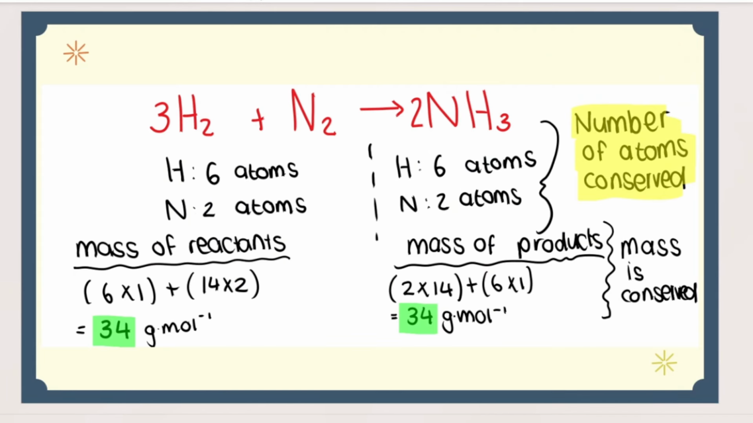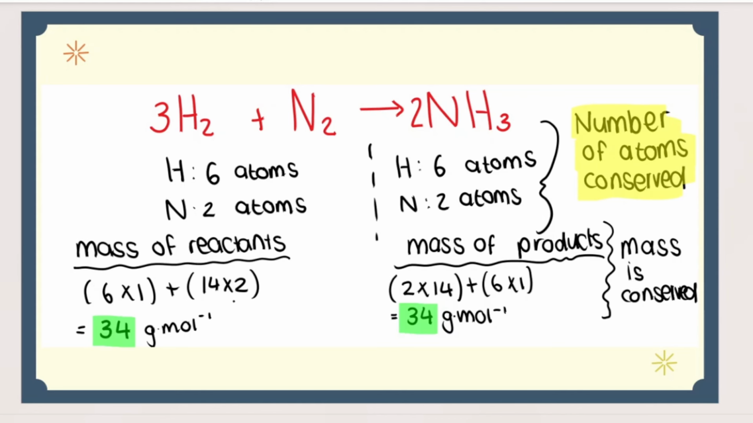And I just wanted to show you guys over here, I have 6 hydrogen atoms in total on the left and the right. I have 2 nitrogen atoms in total on the left and the right. So the number of atoms is conserved. The mass of the reactants is also conserved. 6 times 1 plus 14 times 2.